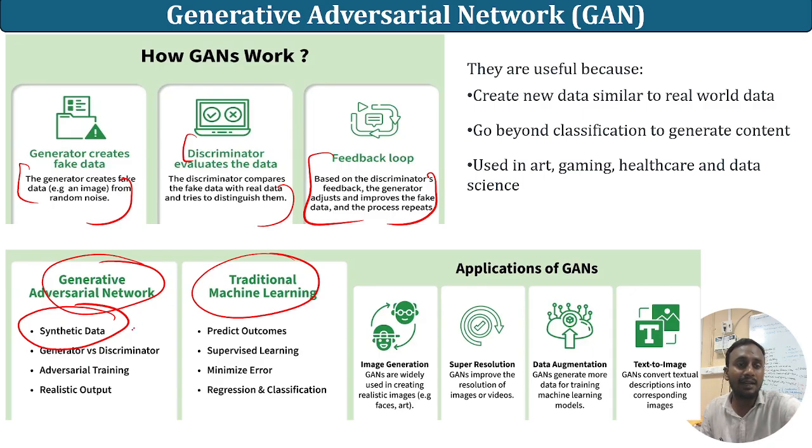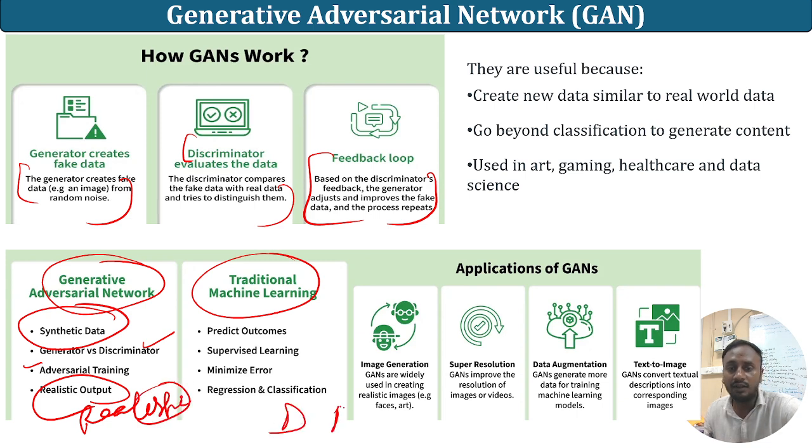And then here we'll have the generator versus a discriminator, and the training is adversarial. It's something that has to be updated all the time, so that the output will be realistic. Let's say I give an image, it will give an image only. But here predicted outcomes will be there.